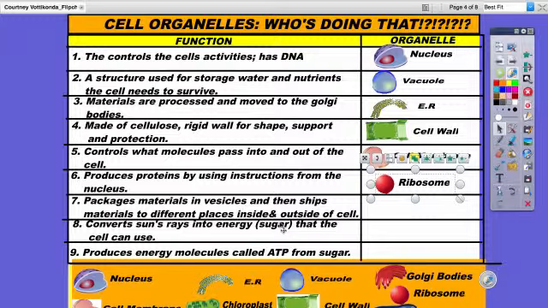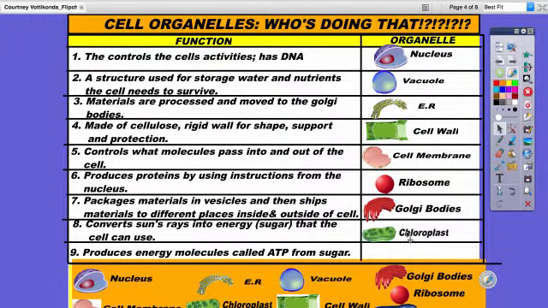So, number 7, packages material in vesicles and ships the materials to different places inside of the cell. That answer is Golgi bodies. Let's move on to number 8. Converts the sun's rays into energy, which is sugar, that cells can use. That answer is chloroplast. And let's not forget that chloroplasts are only found in plant cells.